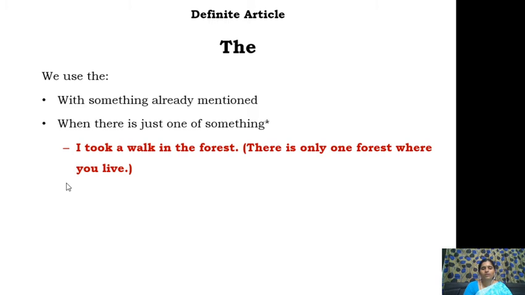I took a walk in the forest. There is only one forest where you live. So there is only one forest, one of something. And before that, we have used the.